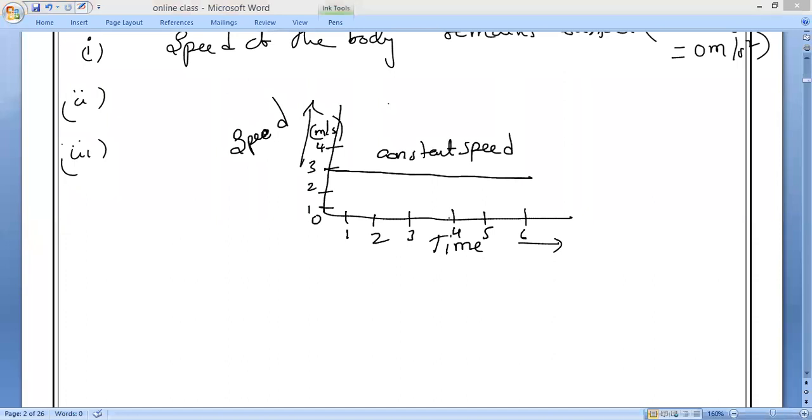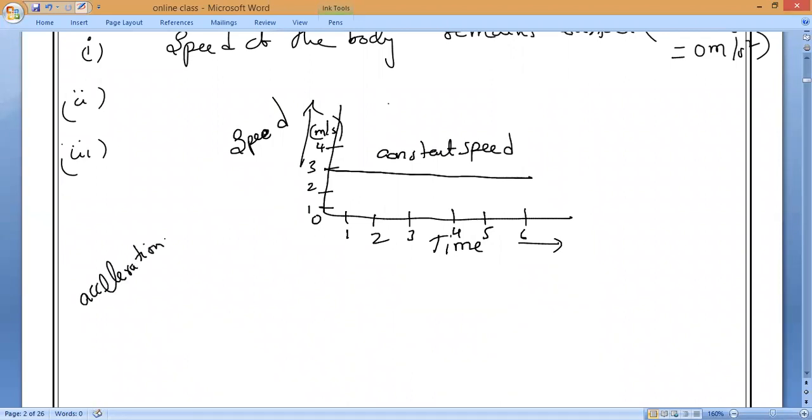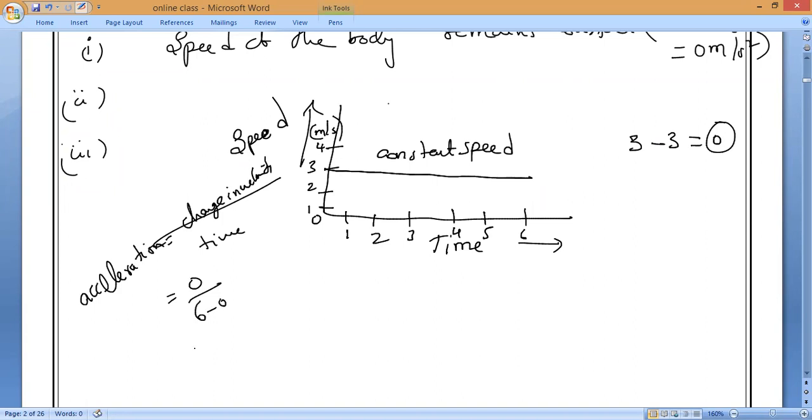So in this case, what is the acceleration formula? Respond, everybody. Acceleration is change in velocity divided by time taken. Now, change in velocity: initial 3, final also 3, so 3 minus 3 is 0. Time will be 6 minus 0, which is 6. So 0 divided by anything is 0 only. Clear, everyone? Yes, sir. This is only an example.